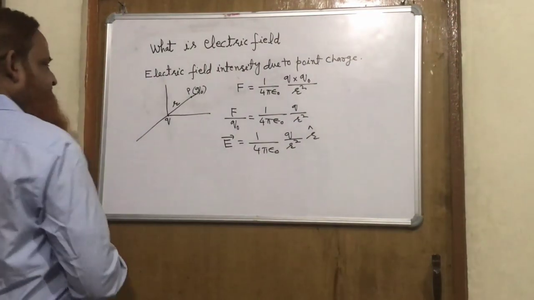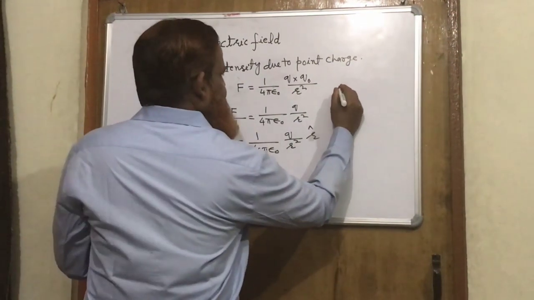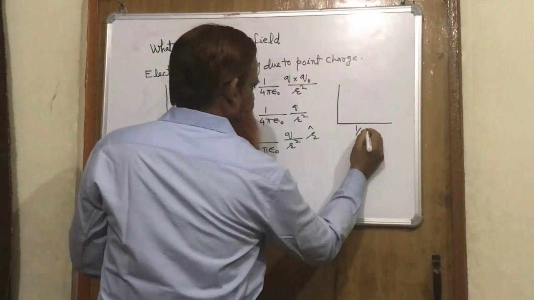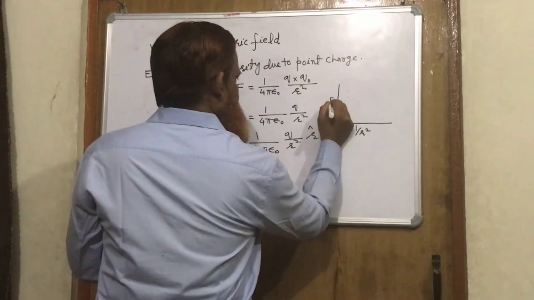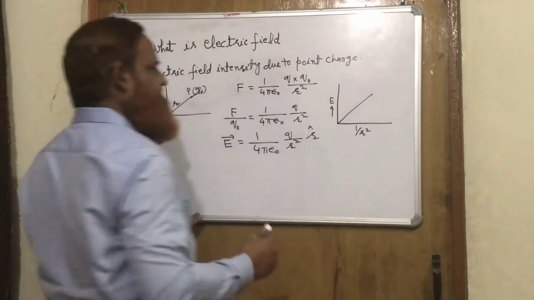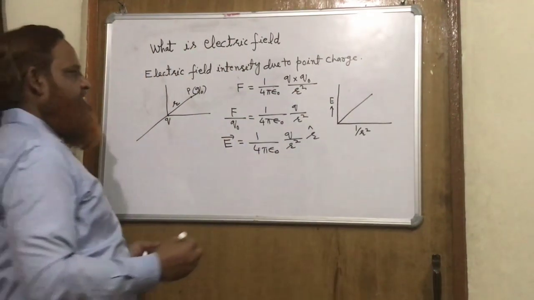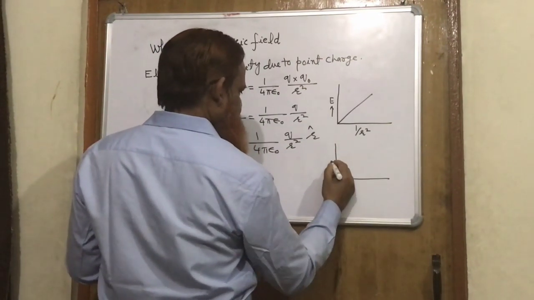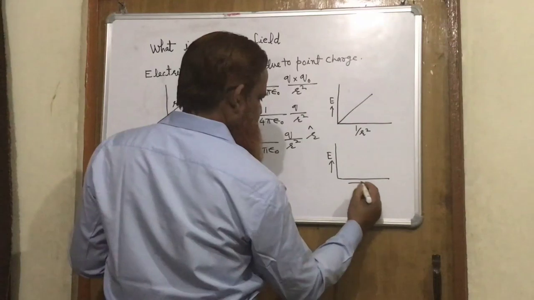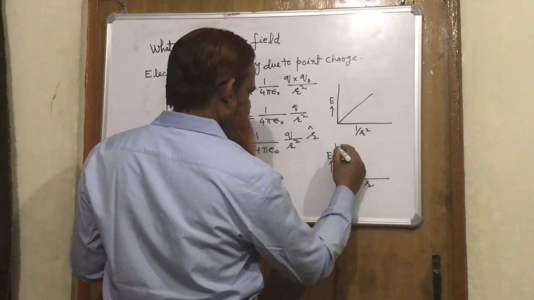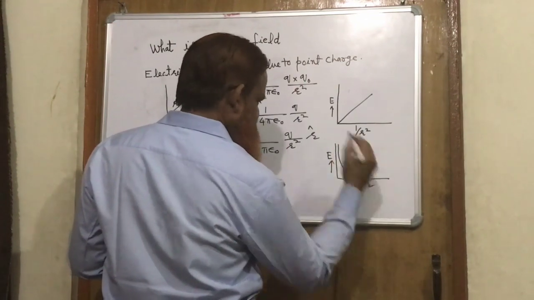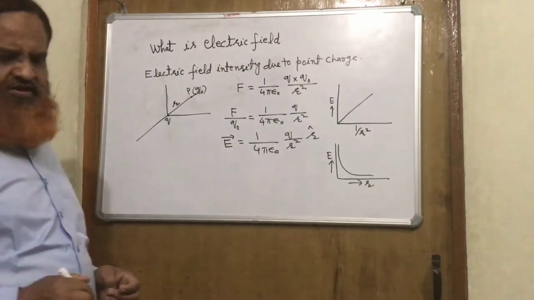If we draw a graph between electric field and 1 upon r square, then it will be a straight line. And if we draw a graph between electric field and r, then as r increases, electric field will decrease. So the graph will be in this way.